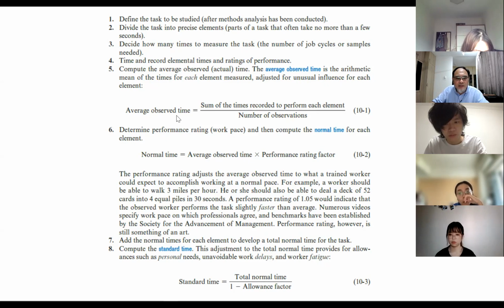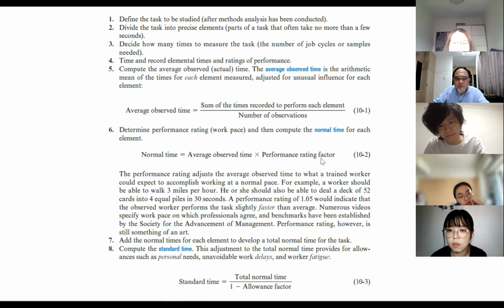So here it is: average observed time is the sum of times recorded to perform each element divided by the number of observations. Then you determine the performance rating. Number 6, performance rating, and compute the normal time using this formula. Normal time is average observed time times performance rating factor. And I mentioned just now, right?